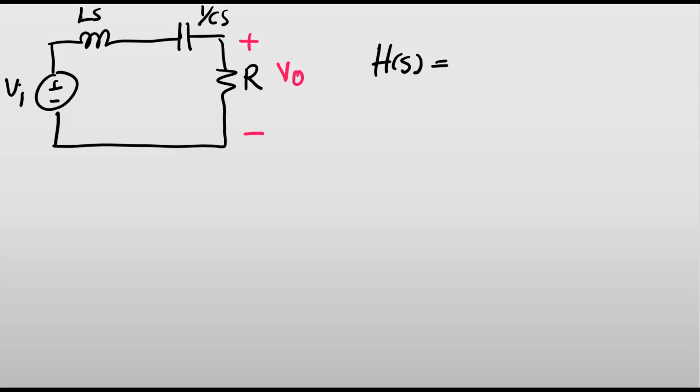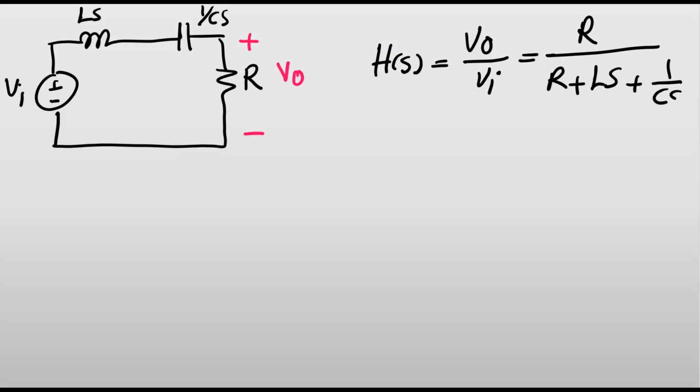In order to describe the transfer function H of S, which is VO over VI, I need to use a voltage divider. I want to see the voltage of the resistor, so it's going to be R over R plus LS plus 1 over CS. I don't like my transfer function in this form. I want to show it in a standard form, with a polynomial in the denominator instead of this fraction.